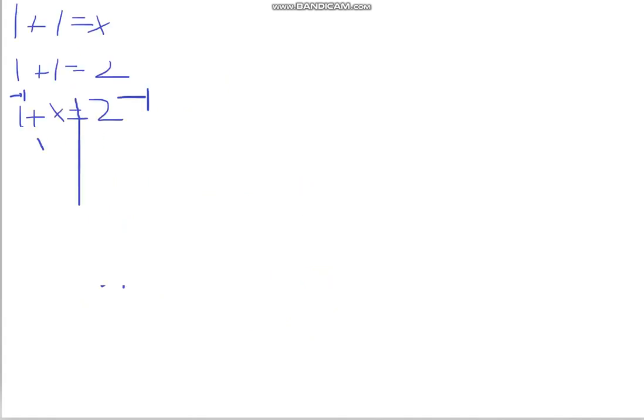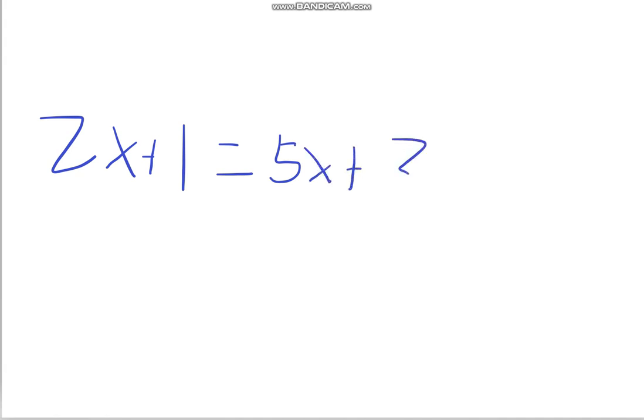Now let's do an even harder equation. I'll knock out all the Khan Academy requirements. I saw 2x plus 1 equals 5x plus 3. Ooh, how am I supposed to figure this out? Well, I'll have to first show you in a graph.